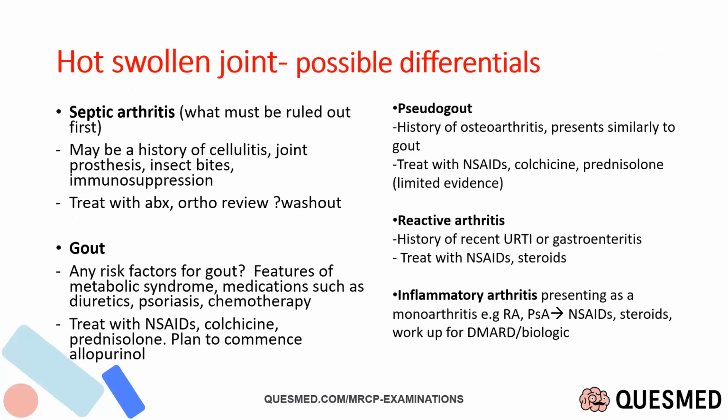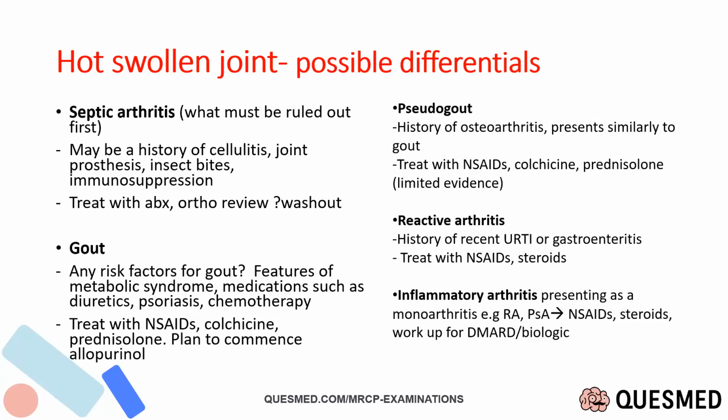Then looking at hot swollen joints. So I'm sure you're all aware that if someone comes in with a monoarthritis, the first thing you should think about is, is this a septic arthritis? And you should always rule that out first. And you may have clues in the history and the questions. So is there cellulitis? Is there a joint prosthesis, which makes them at higher risk of infection? Did they get a bite from an insect, or are they heavily immunosuppressed? They all might push you towards thinking this is more of a septic arthritis. And the treatment obviously would be with antibiotics. You would want orthopedics to be involved and consider a joint washout.